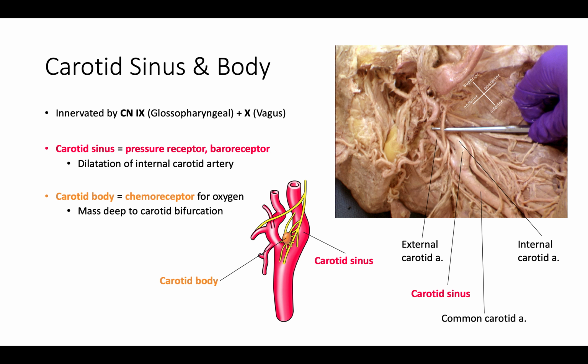Okay, so we've got a carotid sinus and body. So the carotid sinus is a pressure receptor or a baroreceptor. It just means the same thing. And it's detecting that change in pressure, and so that dilation of the internal carotid artery. Whereas the carotid body is a chemoreceptor, and it's detecting a difference in levels of oxygen. And it is like a little mass deep to that carotid bifurcation. So you can see it right here in the picture as well as right here.